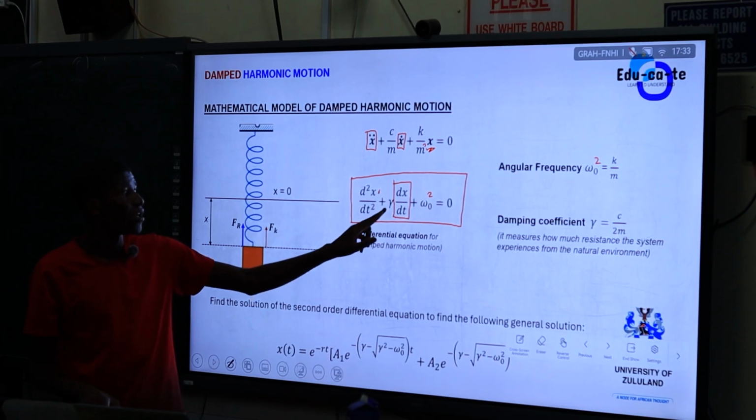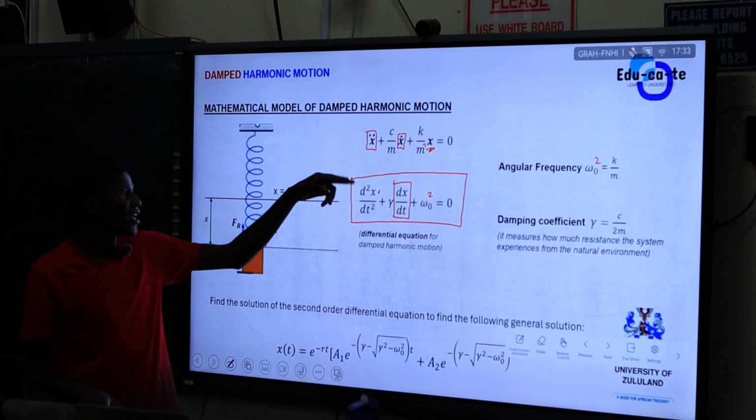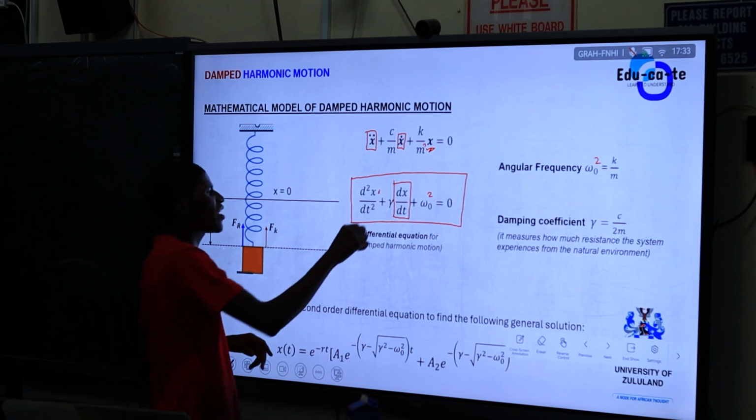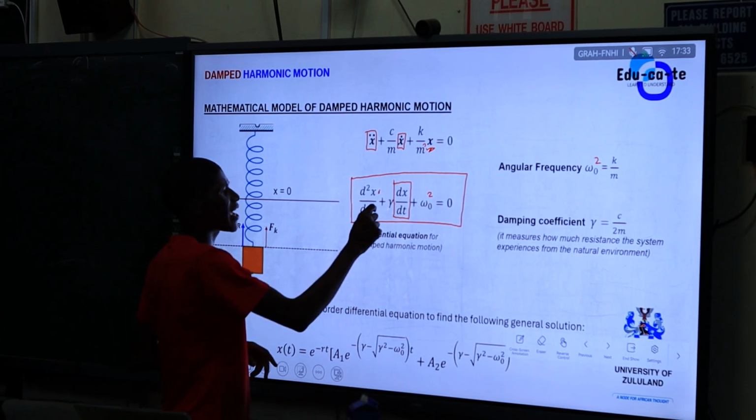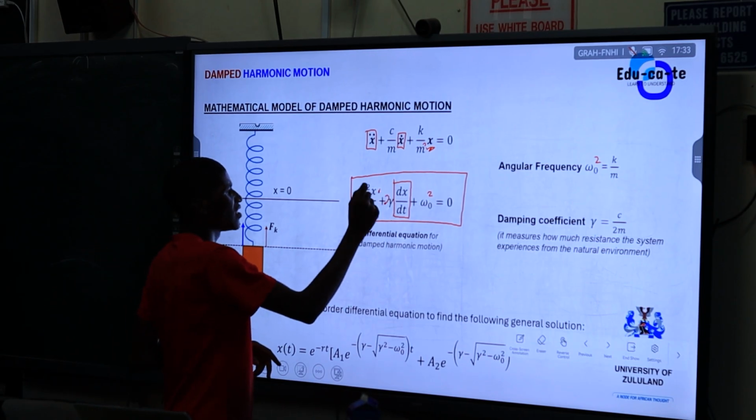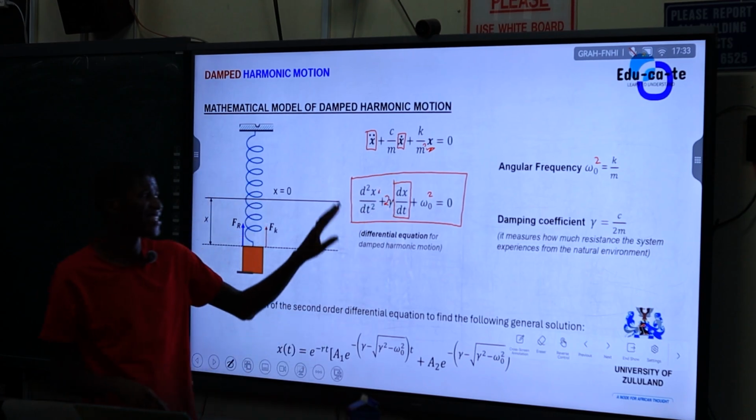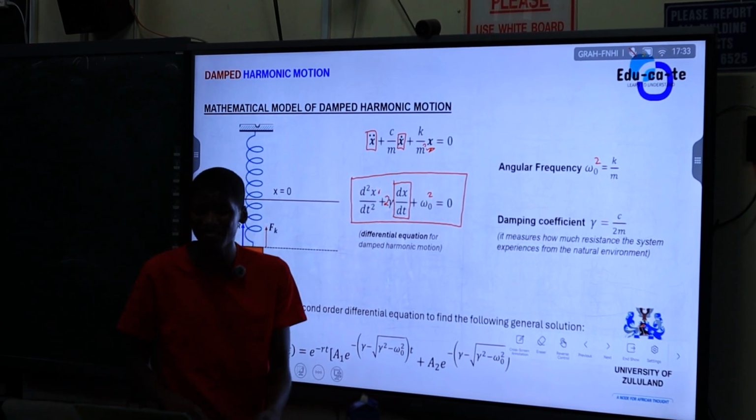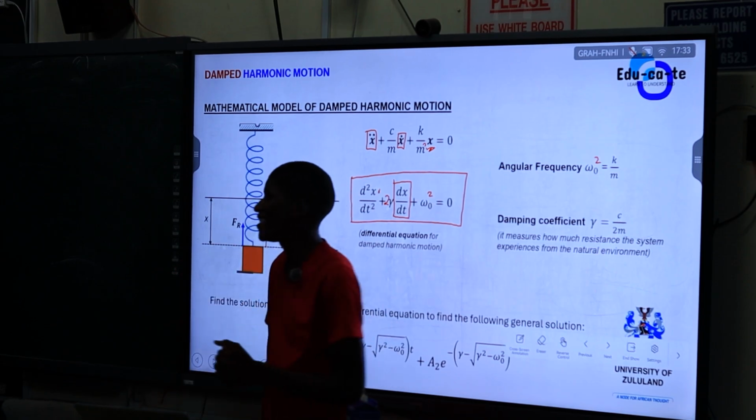Oh, better 2. So fix all those mistakes. It's 2 times gamma, right? So it's 2 times gamma dx dt. You fix all the mathematical mistakes, but I just wanted to introduce the idea.